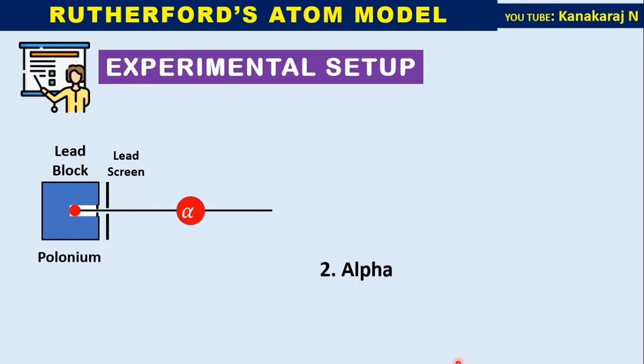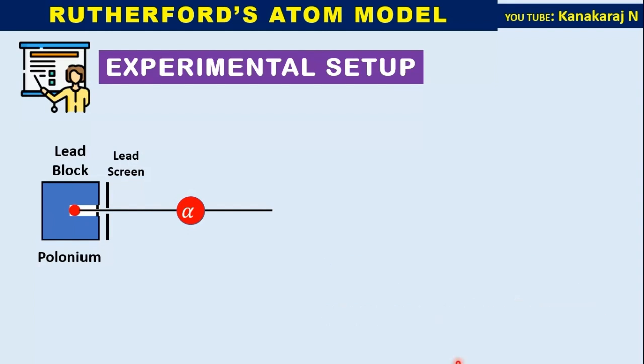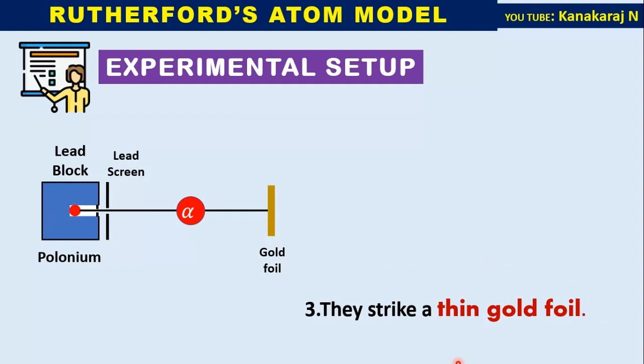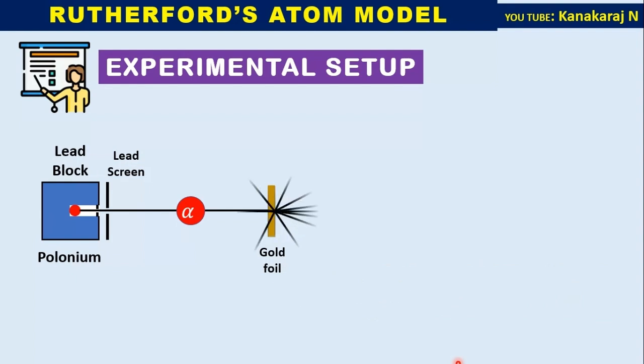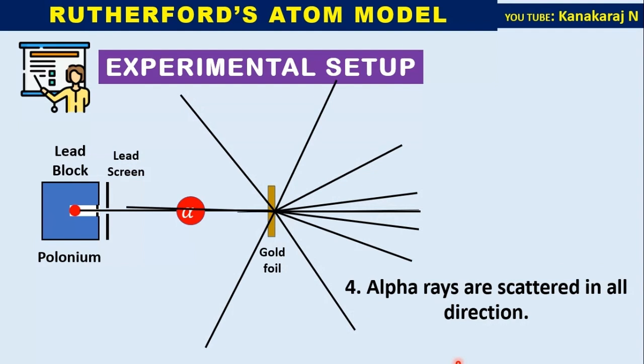2. Alpha particles pass through a second hole in a lead screen. They strike a thin gold foil. Alpha rays are scattered in all directions.